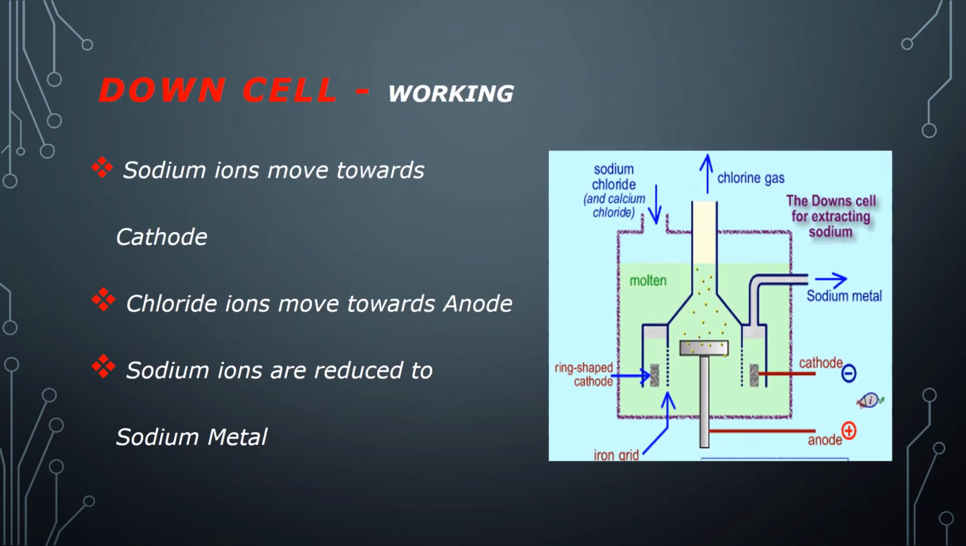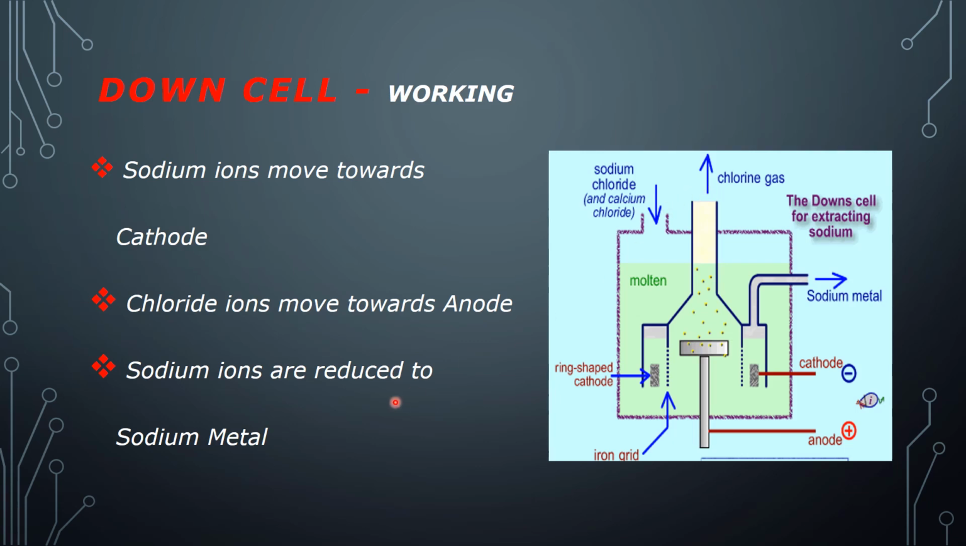Have a look at how Downs cell works. In the Downs cell, sodium ions move towards the cathode. This is the ring-shaped cathode where sodium ions, by gaining electrons, convert into sodium metal which is collected separately. The chloride ions, being negatively charged, move towards the positively charged anode. Here they lose electrons and convert into chlorine gas which is collected separately.